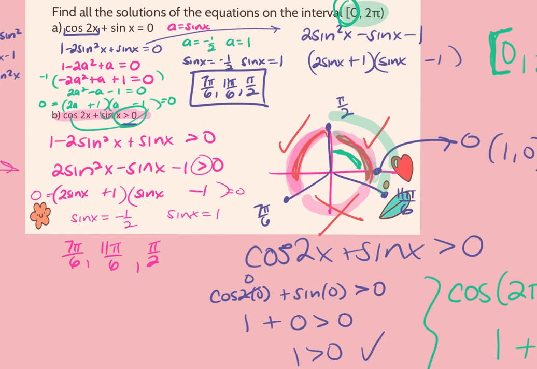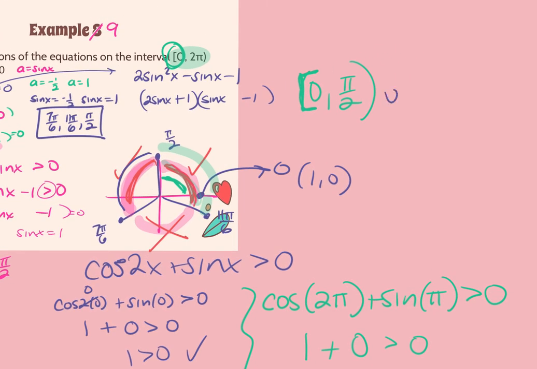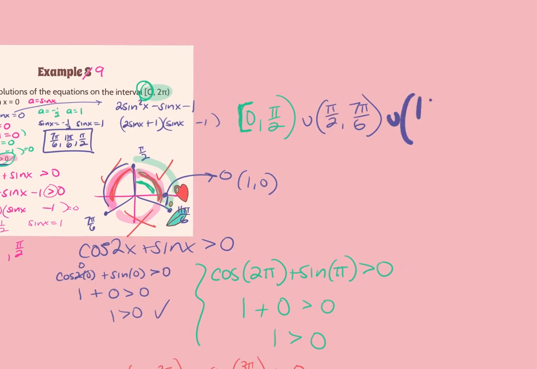Now the next range is from pi over 2 to 7 pi over 6. So I would say pi over 2 to 7 pi over 6. 7 pi over 6 cannot get a bracket because 7 pi over 6 gives me an answer that is 0 and it is not or equal to 0. And then the last little sliver was 11 pi over 6 to 2 pi. It can't include 11 pi over 6 because that would give me 0. And it can't include 2 pi because the original interval gave a parentheses on the 2 pi.